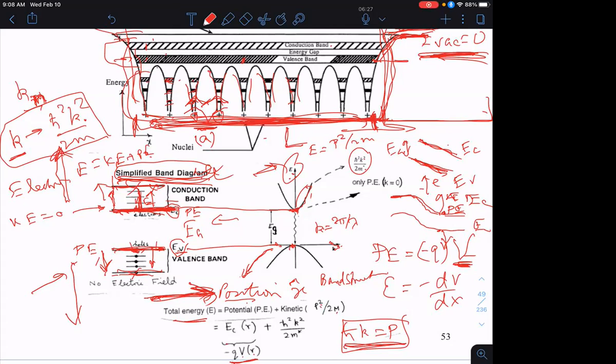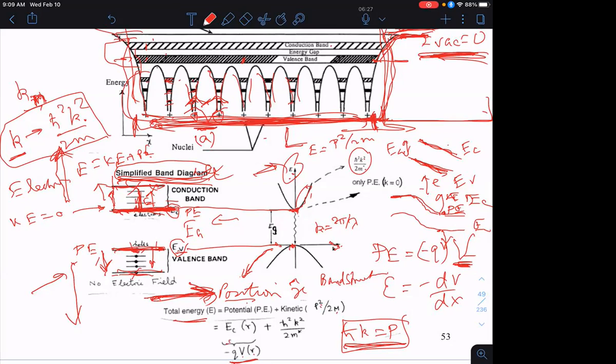Now, you'll notice that I put in mass with an asterisk because in a solid, the mass of the electron gets modified into something called the effective mass. I'll explain that in just a second. Now, let's see what these two pictures then tell us.